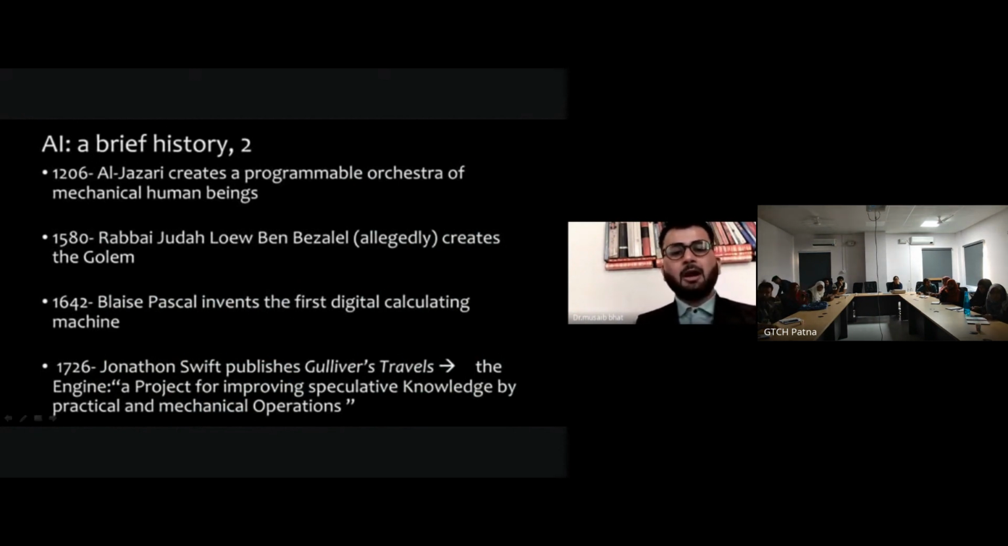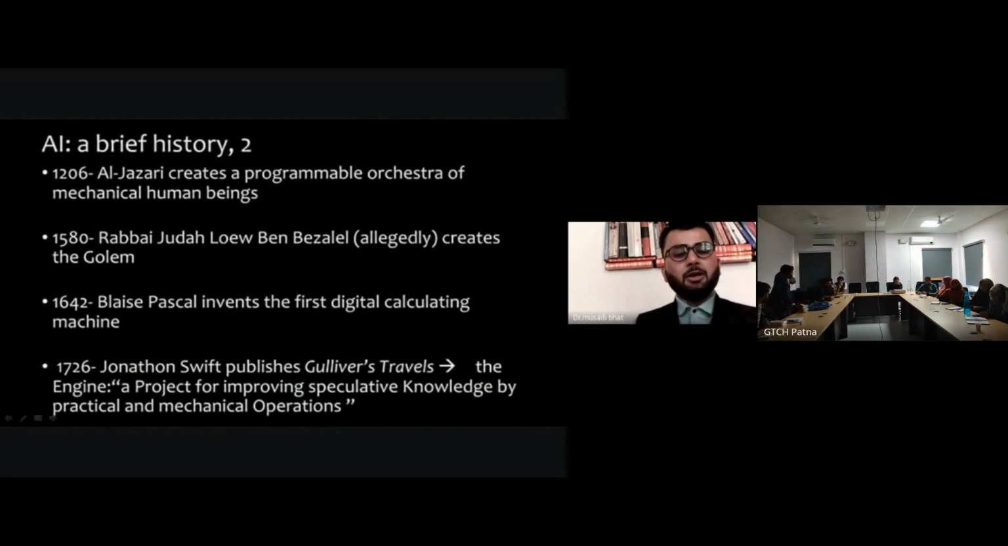Then we have Rabbi Judah. So it is actually from the Judaic mythology, from the Jewish mythology. So he was a rabbi, a group leader when it comes to Jews. So he was the creator of Golem. Golem he created from the mud, and then he had some incantations put into that structure, and it turned it into a robot. In 1642, Blaise Pascal invented the first digital calculating machine.